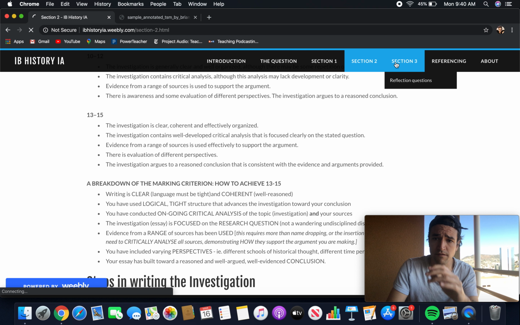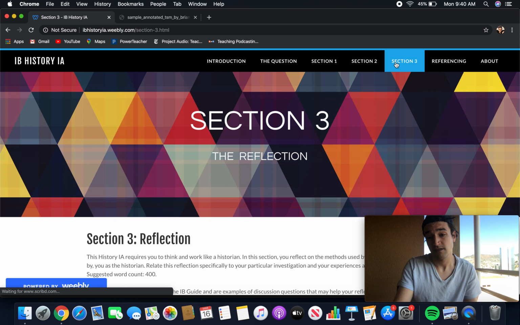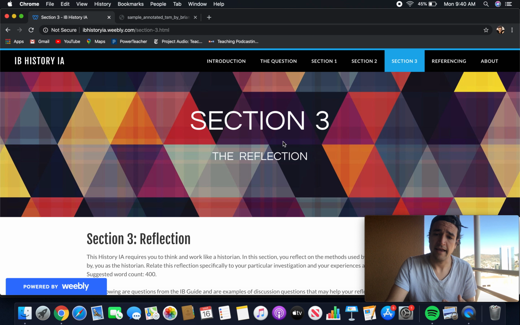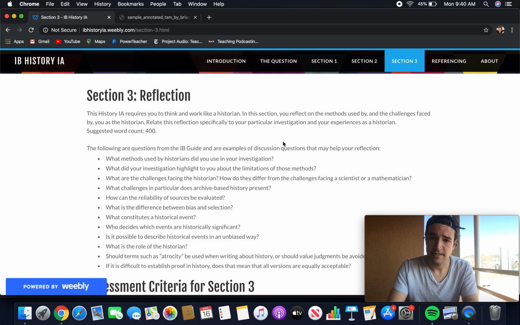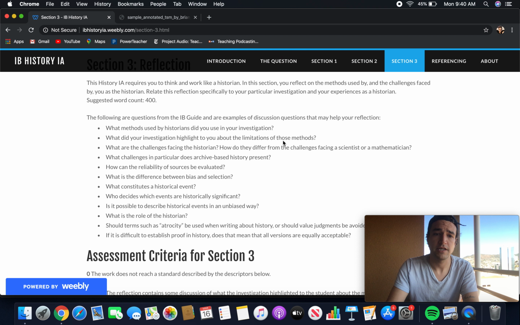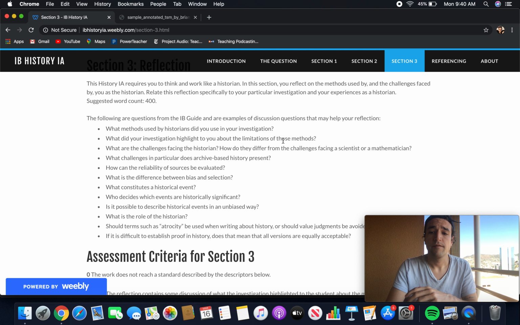Number 3, the reflection. Probably the easiest part, but it's also the easiest to get wrong. You are not reflecting personally on your experience with the IA. It's not a personal reflection. You are reflecting on historical methods. You are reflecting on the challenges faced by you as the historian. Your challenge is finding these sources, interpreting these sources, the benefits you had with your topic and some of the sources that you found. You're not stating whether it was hard or not hard for you because you had all this other stuff going on in your school life. I'm sorry, but no one cares about that. It's your historical reflection, okay?